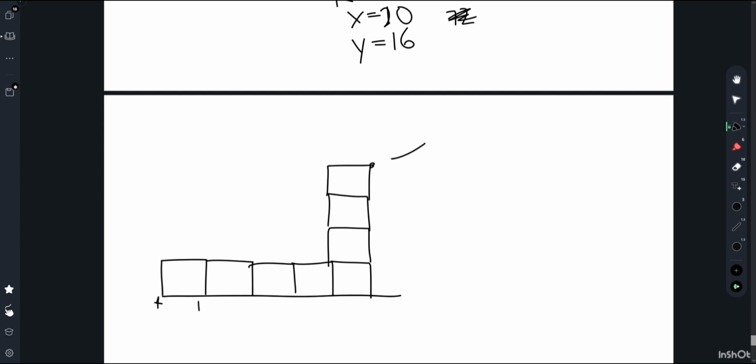So we have A, B, C, D. This must be A, this must be D. And then this is what we have here. So now we have this is A, this is B, this is C, this is D, this is B, this is A. And so it should hit at point B.